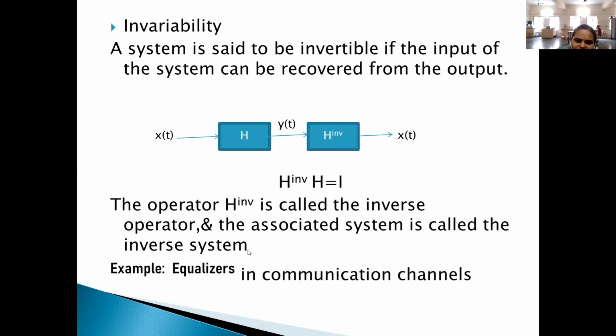The operator h inverse is called the inverse operator, and the associated system is called the inverse system. An example is the equalizers in a communication channel. You are giving a speech and you will get the speech signal only. This is how invertibility works.